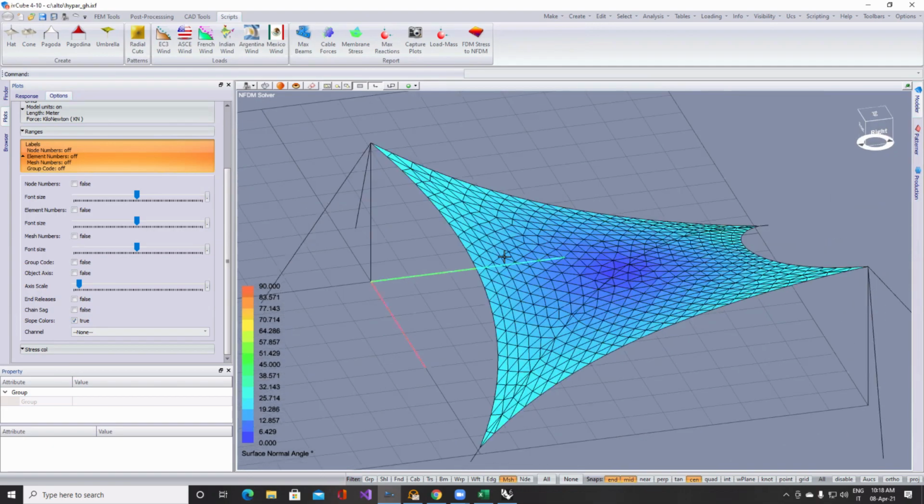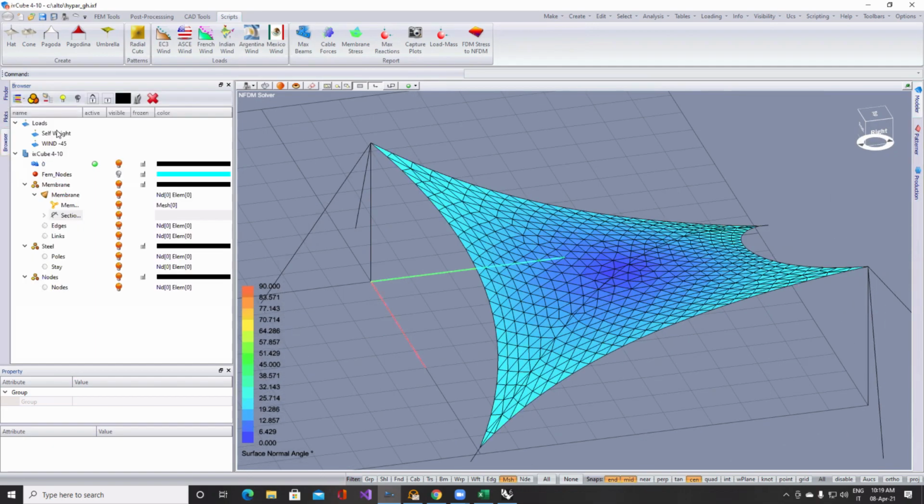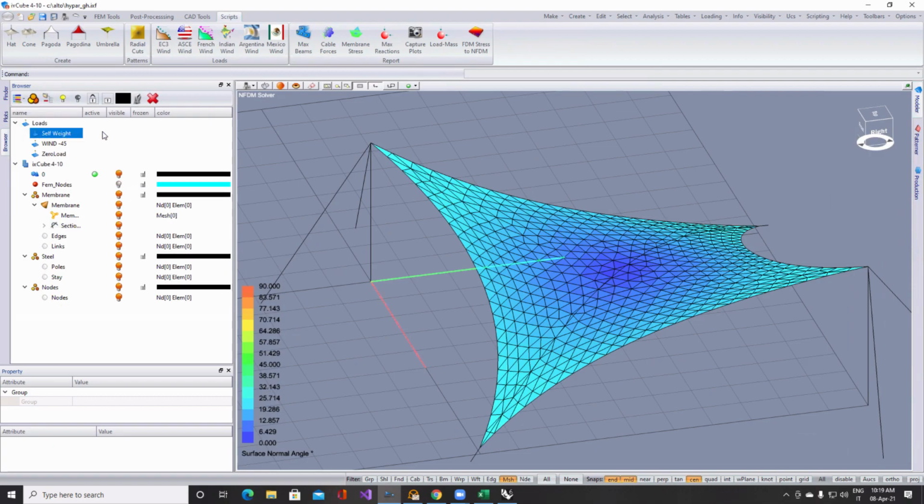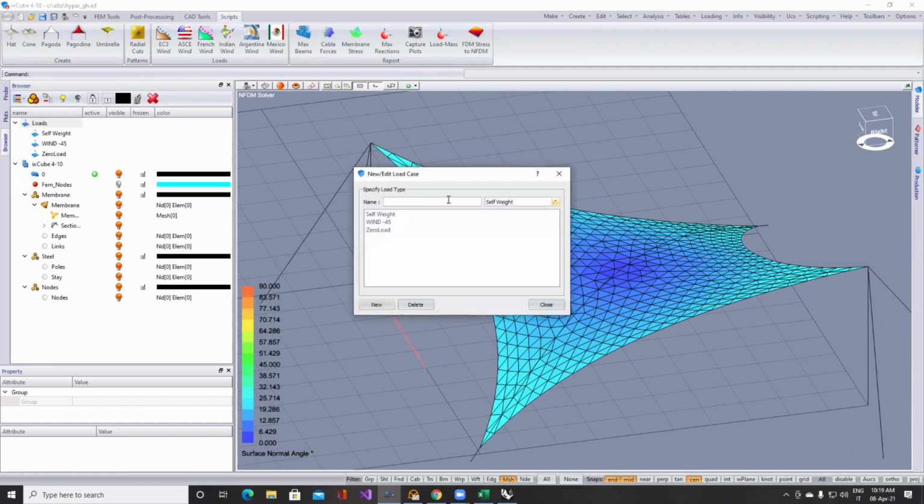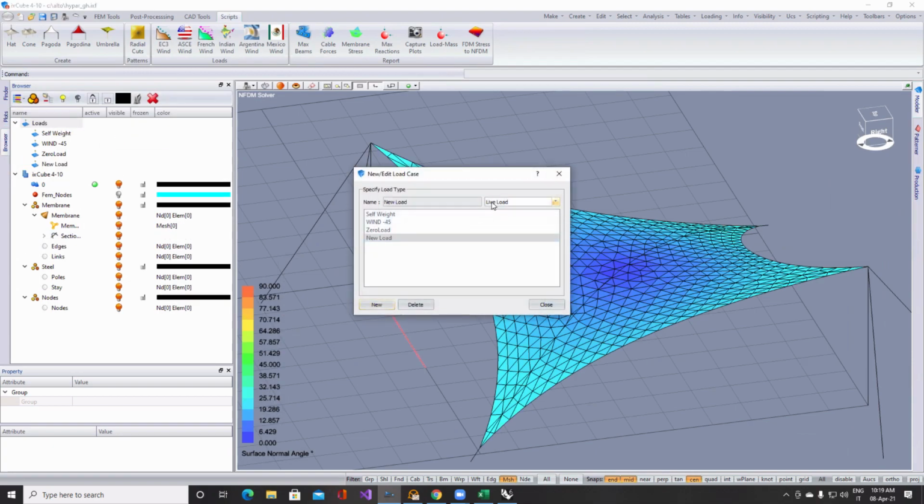So if I need to apply a snow load on this one, we go into the loads. Load manager, new load, snow load, and I call it snow.